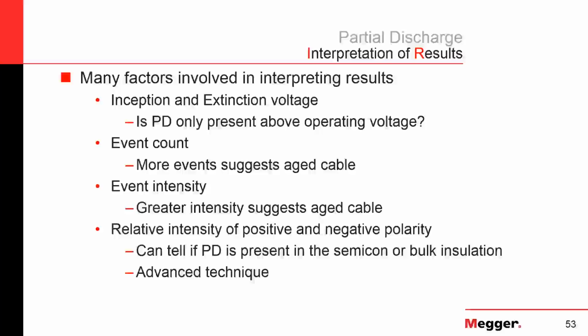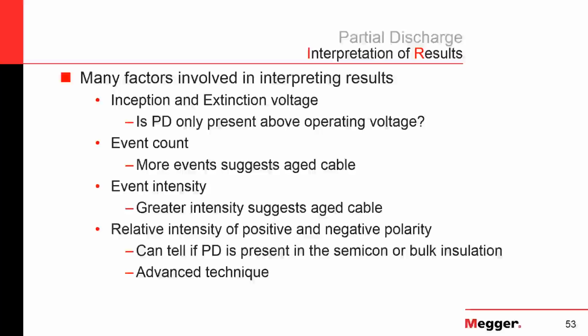And as an advanced technique, not something we need to worry too much about, if we look at the relative intensity of positive and negative polarity, so whether we have more events on a positive stroke of the voltage versus the negative stroke, that can tell us some information about where radially in the cable the partial discharge is present. So for example, is it in the middle of the insulation somewhere? In that case, the positive and negative would be balanced. We'd have the same amount of events on both swings.